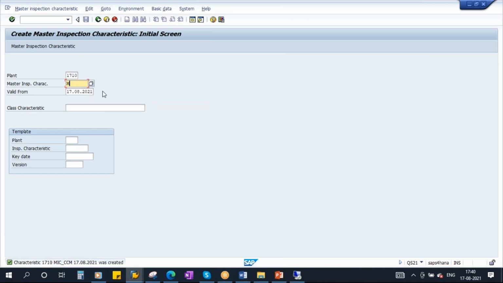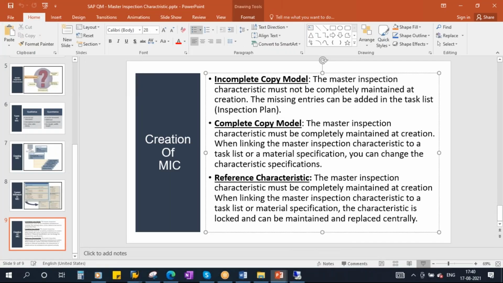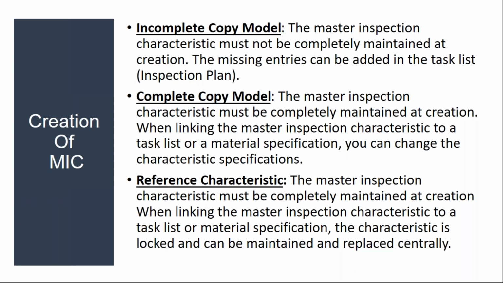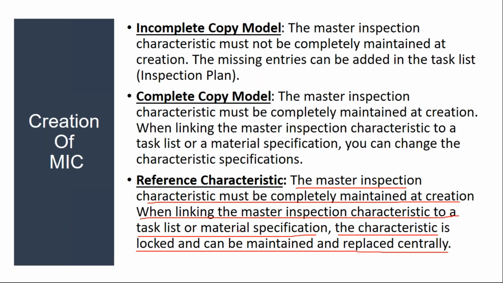I will create one more last MIC, reference characteristic RC, the last one. So what is reference characteristic? The master inspection characteristic must be completely maintained at creation. When linking the master inspection characteristic to a task list or specification, the characteristic is locked and can be maintained and replaced centrally. So the data you cannot change when you assign it to the material. In complete copy model, you can change the values when it is assigned to the material, but in reference characteristic you cannot change the values when it is assigned to the material.